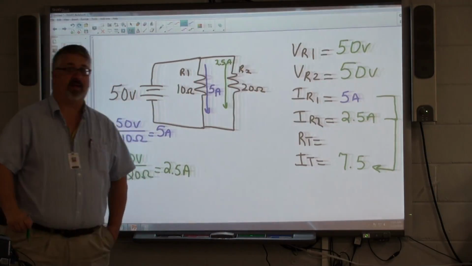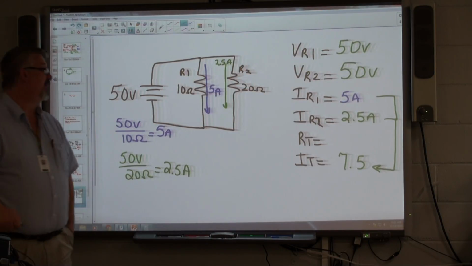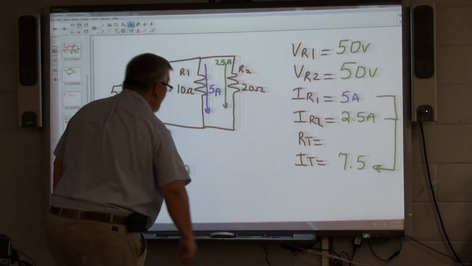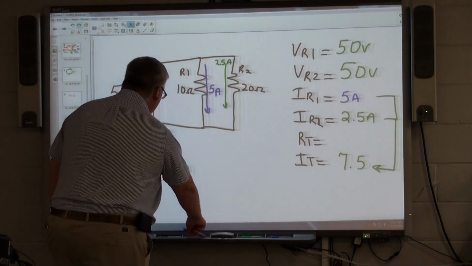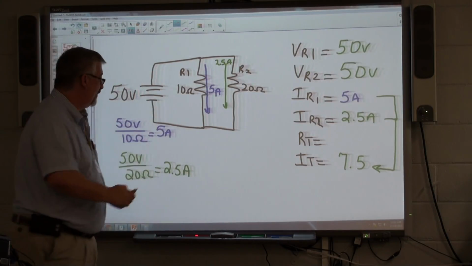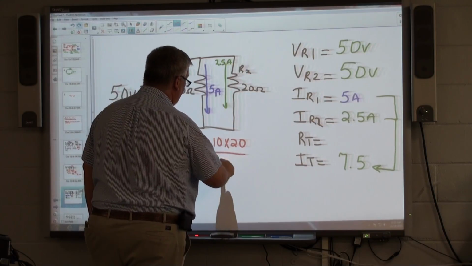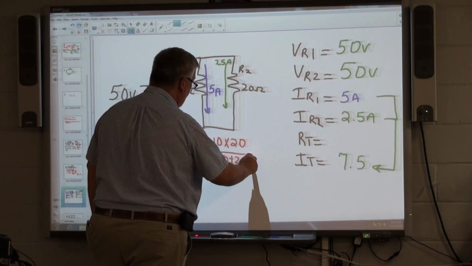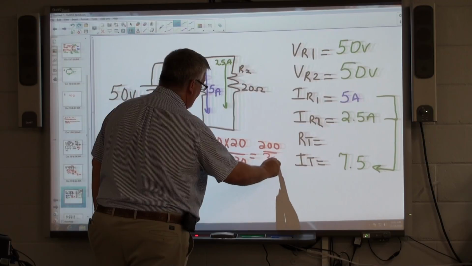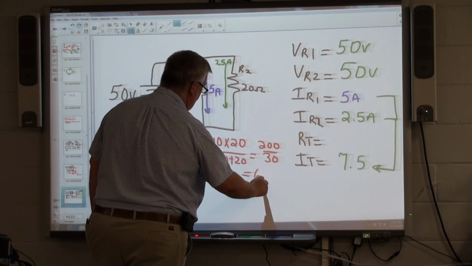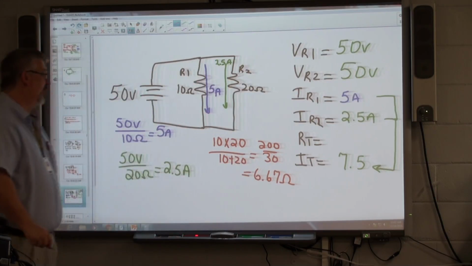We're going to find out after we get our R total, we can still use Ohm's law and we should arrive at that same value. So let's do R total. Do y'all want to do product over sum? Or we'll do both. We'll be like the little kid on the commercial. Let's have both. All right, so let's do 10 times 20 over 10 plus 20. That'll be 200 over 30, which will equal 6.67 ohms if I'm mathing in my head here.